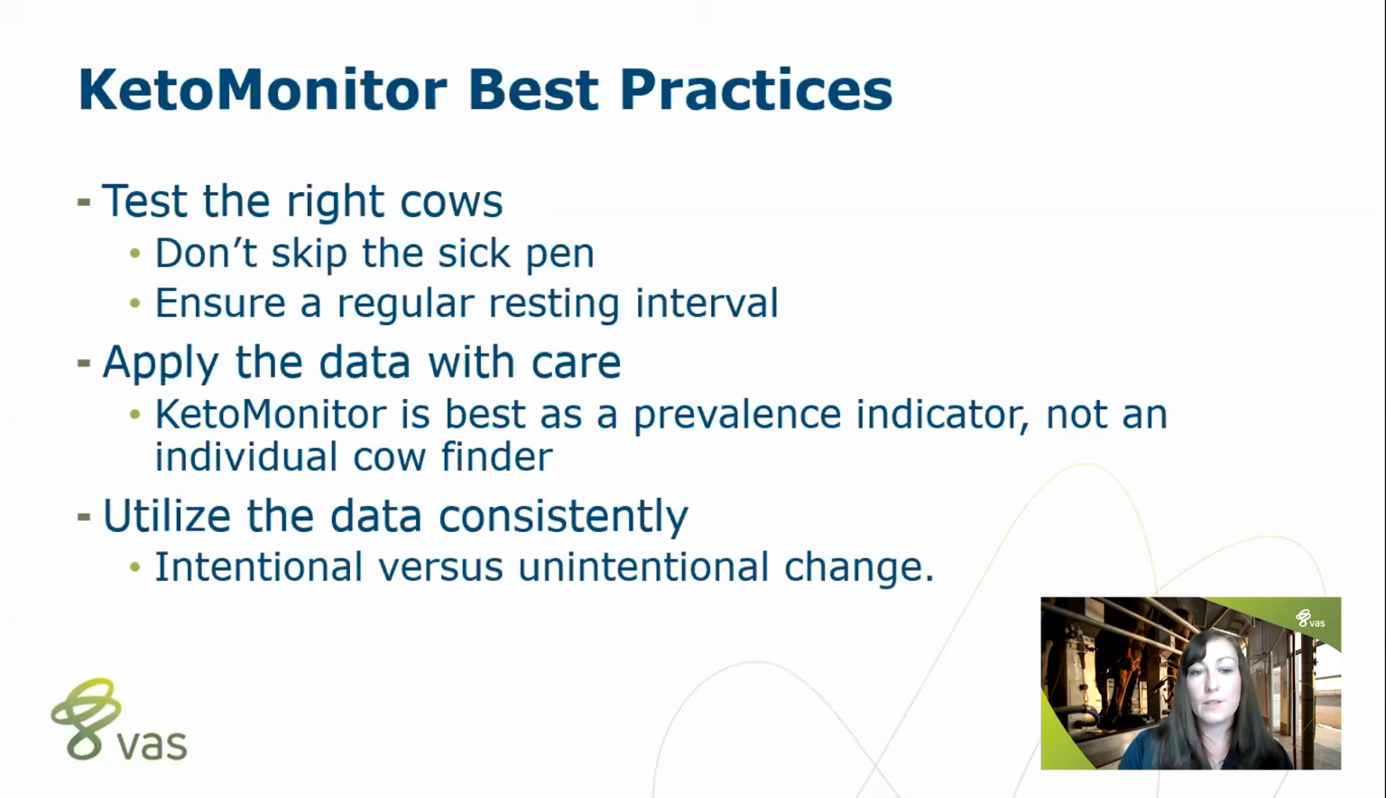And finally, we want to utilize this data consistently. We can utilize it when we're making that intentional change, but just because our prevalence has dropped down to what we consider an acceptable rate doesn't mean that we can stop looking at this data. Because the other really important part about KetoMonitor is measuring that unintentional change and looking at it to be a warning bell for us when something might be starting to go wrong in the herd, so that we can have that early intervention that helps us increase profitability.